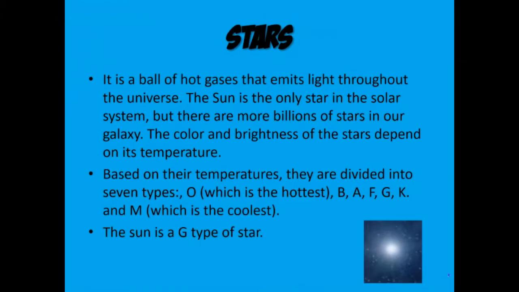So, base sa kanilang temperature, nahati sila sa 7 types. Just like yung O, which is the hottest. The next, B, A, F, G, and K. And then yung M, ito po yung coolest, no? So, tandaan natin na ang Sun is a G type of star, no? Medyo nandun siya sa portion na nasa coolest, no? Coolest part ng ating star. Tandaan natin na ang Sun or yung ating araw ay isang example ng star, no?